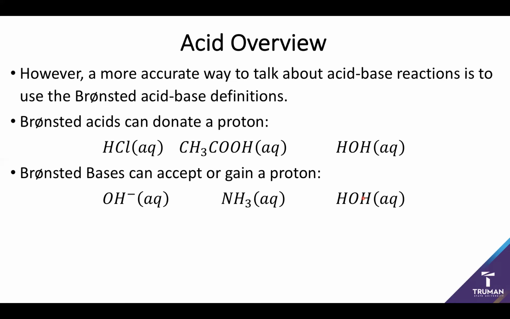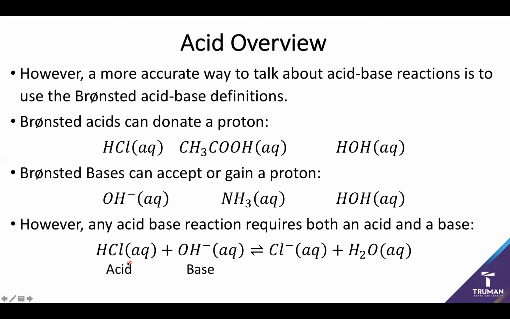However, if I'm going to have any acid-base reaction, it requires the presence of both an acid and a base. I need something that can donate or lose a proton and something that can gain a proton. So in any given reaction, the acid will always be the species that loses the proton and the base will be the species that receives it. However, if a proton moves from one species to another, turns out that all reactions exist in equilibrium, which means it's possible for the proton to move right back.